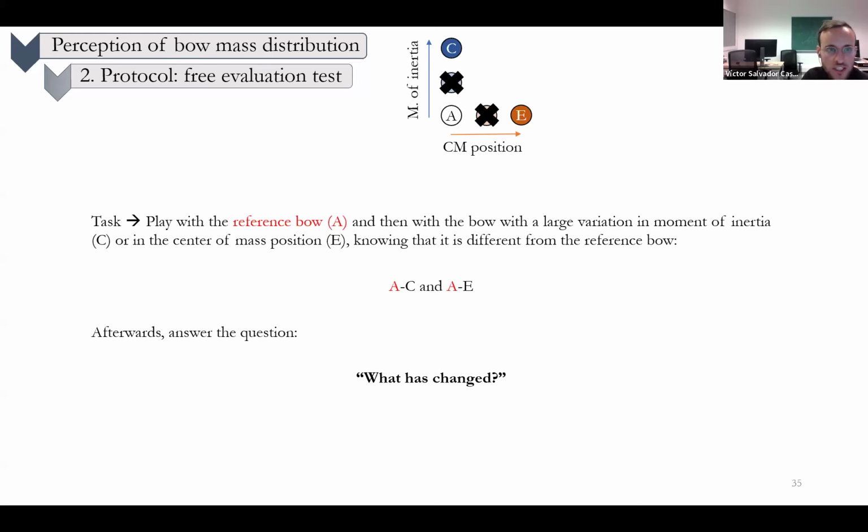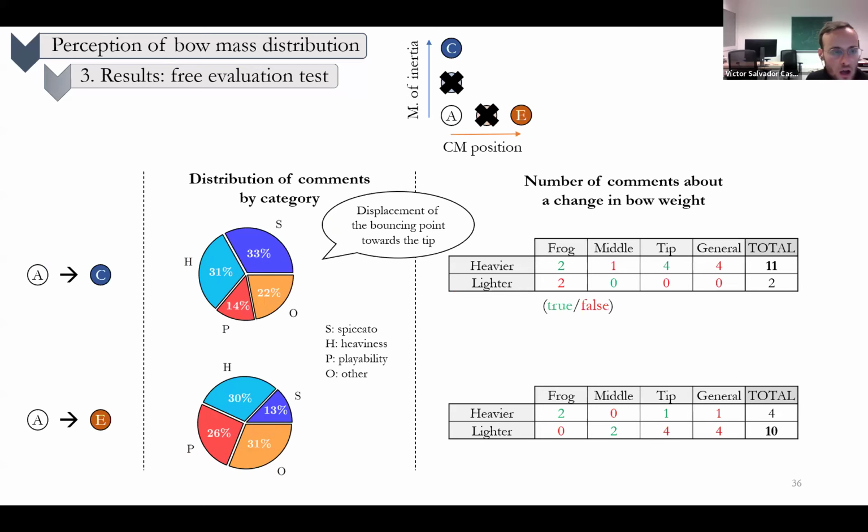And from this free evaluation test, for the case of the bow with a high variation of the moment of inertia, we analyzed all the comments that they verbalized, and we categorized them into 4 principal categories, which were S for spiccato or bouncing related behavior of the bow, H for heaviness, P for playability or comfort, and O for other.